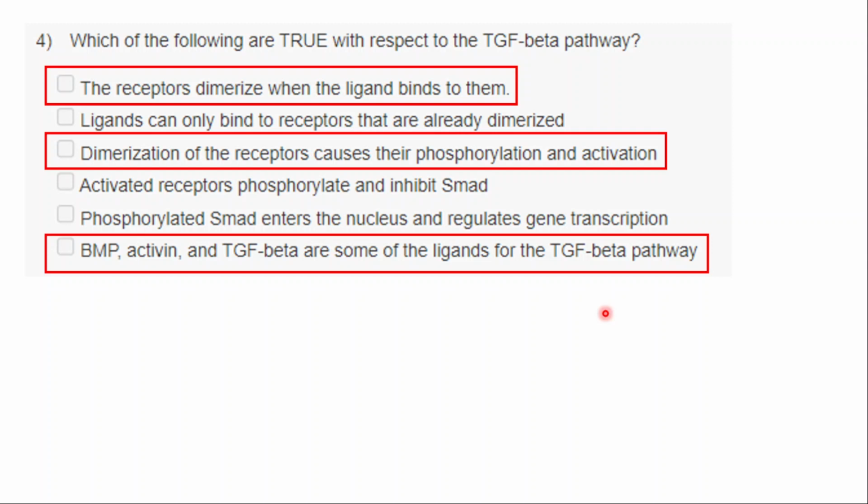BMP, activin, TGF beta are some of the ligands for the TGF beta pathway. Statement 6 is also correct. And phosphorylated SMAD enters the nucleus and regulates gene transcription is also correct. So statements 1, 3, 5 and 6 are actually really correct. Congratulations, Ajay has answered very correctly. Very good.